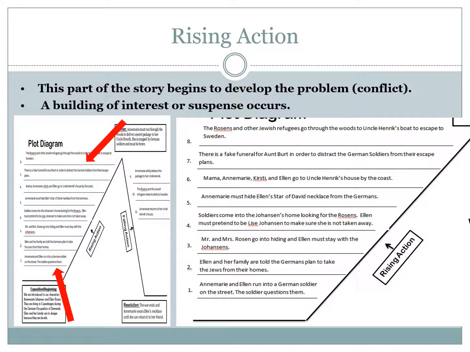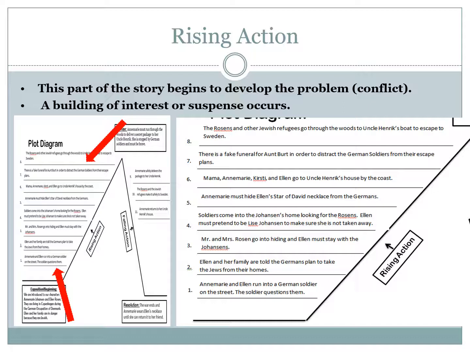The rising action is usually the longest part of the story. It is in the rising action that your story will develop its main conflict. Your rising action should include challenging events your character must go through that build interest or suspense for your reader.